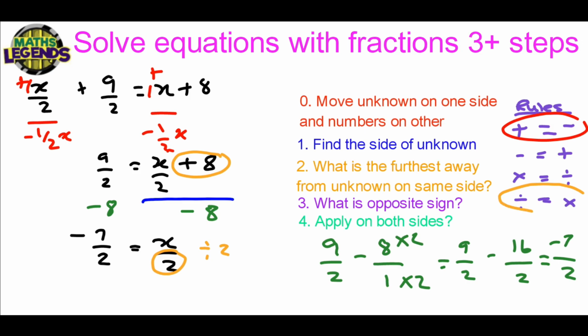So we know we're going to use this rule here. So we need to multiply both sides by 2 times 2 and times 2. So we're left with minus 7 equals x, as the 2's cancel on both sides. Let's look at another example.